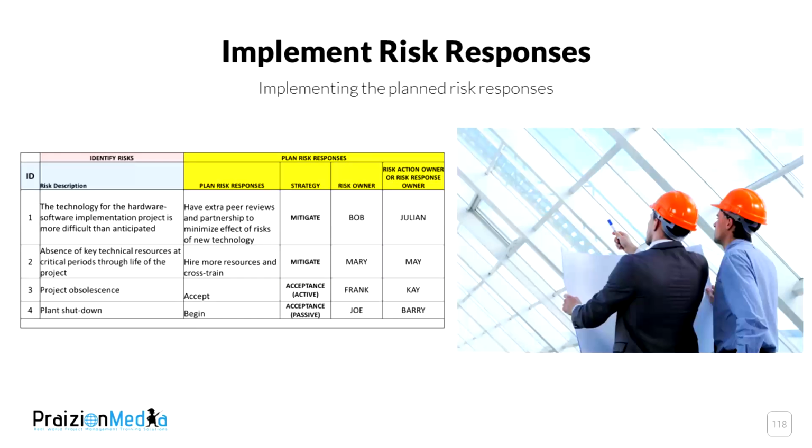The next process is called implement risk responses. This is where we are carrying out our risk response plan. Remember, we talked about the risk response plan. Well, in this process, we are actually carrying out our risk response plan.